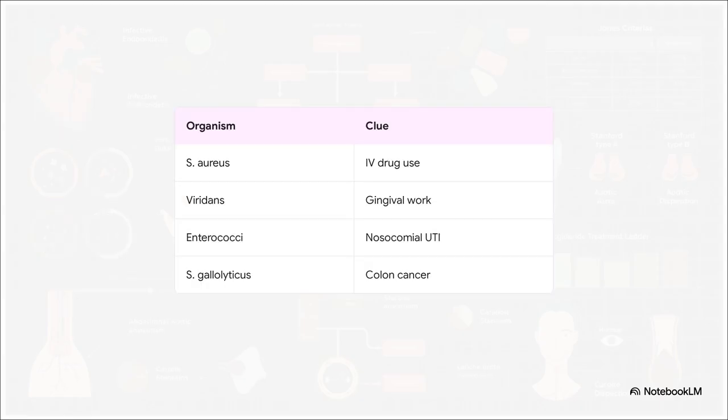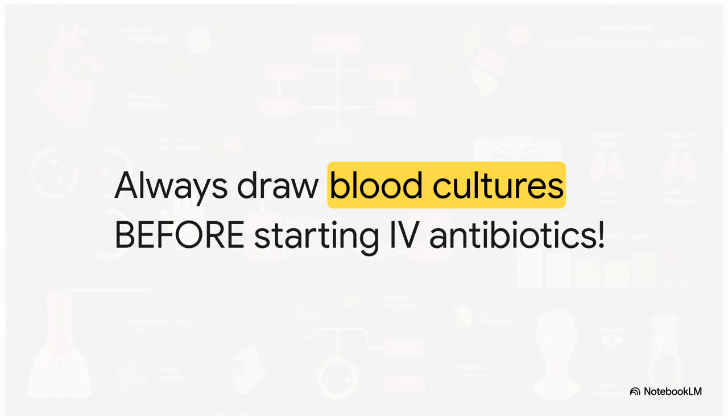Speaking of typical microorganisms, board examiners absolutely love to test your ability to rapid-fire associate the bacteria with the patient's recent history. Staph aureus, that's your primary suspect for acute disease, IV drug users, and prosthetic valves. Viridans streptococci should immediately make you think of recent dental work or gingival manipulation. Enterococci usually point to a nosocomial UTI, and if you see Streptococcus gallolyticus, you absolutely must screen that patient for colon carcinoma. No exceptions.